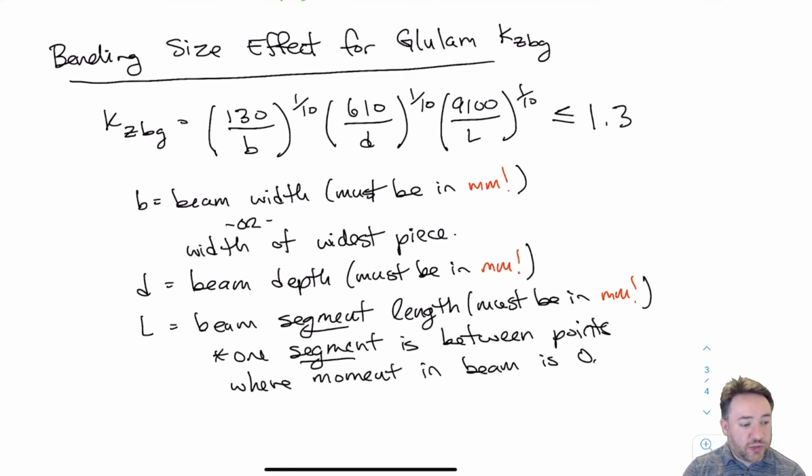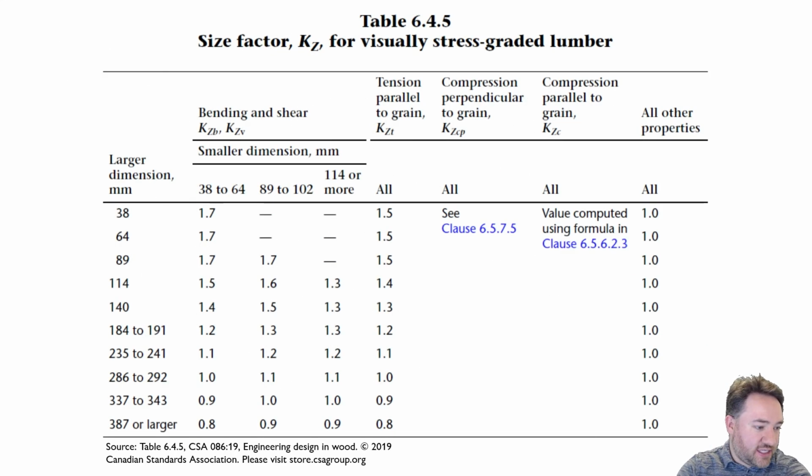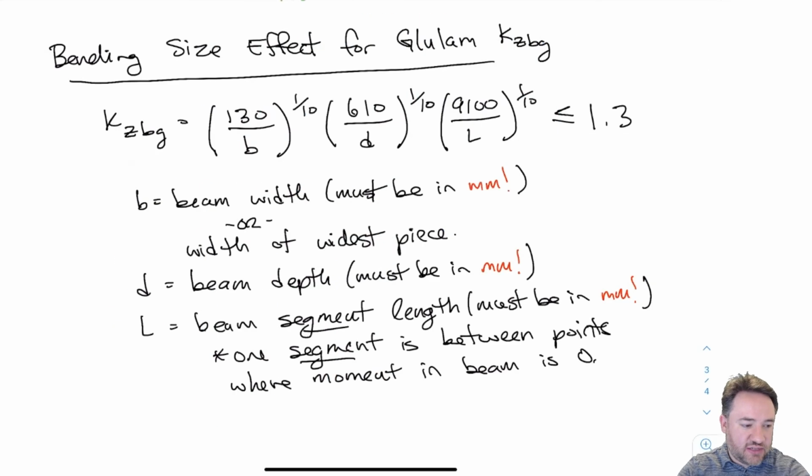Okay, so we're just going to talk about specifically bending size effect for Glulam, because as we remember, size effect for lumber, we just pull out of this table, which is very easy. But size effect for Glulam is a bit more complicated because A, we have a calculation, and B, the definition of L is explained, but not necessarily obvious. So I'm going to give some examples of what that would look like for different cases.